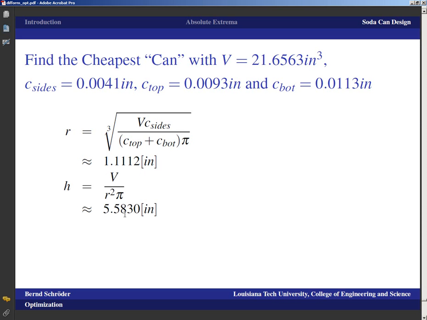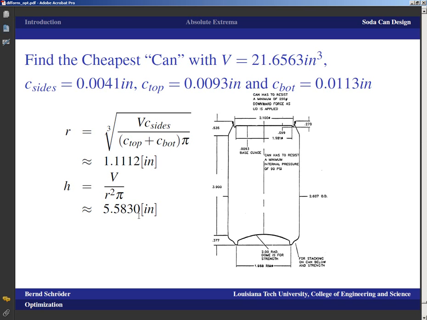The height, same story. We just plug in those ugly numbers, and calculators are actually very helpful for that, because I wouldn't want to do that in my head. In fact, I can't. I wouldn't even want to do this with paper and pencil, even though I could. It would just be quite a pain. But the height ends up being 5.5830 inches.